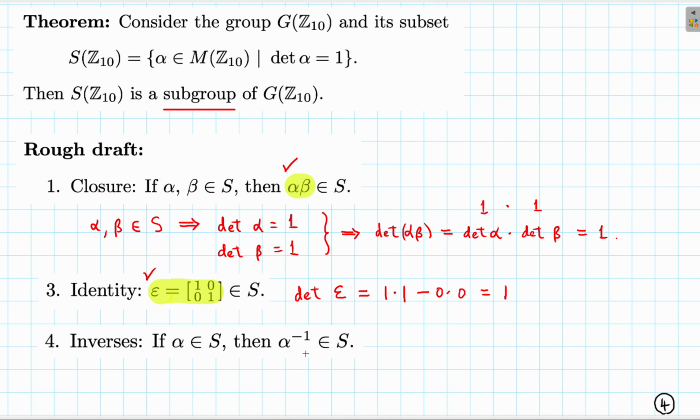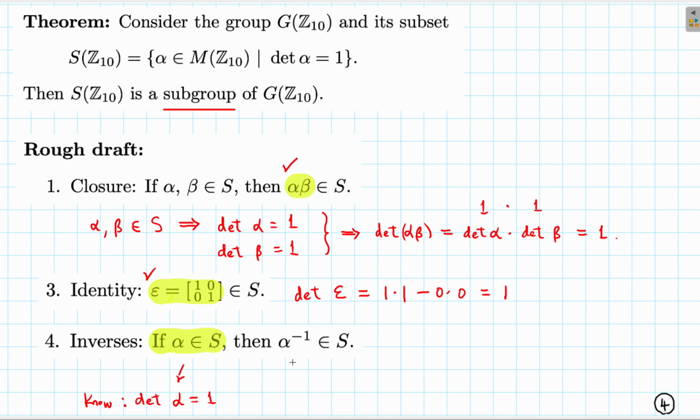We just have to show that alpha inverse not only exists, but exists in S. And so we have to show that alpha inverse has determinant 1. Well, from this part, we already know that the determinant of alpha is equal to 1. So that we already know. And so let's write it this way.